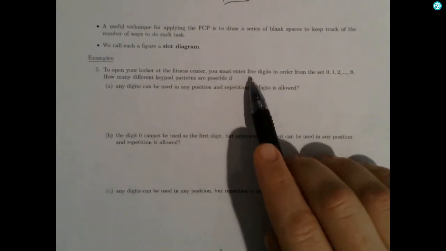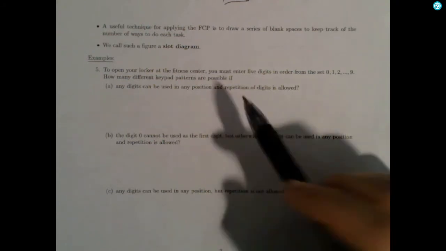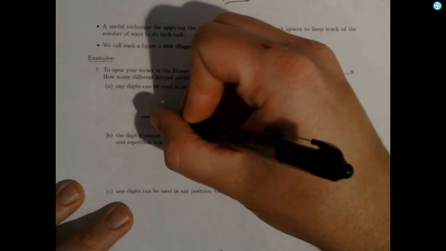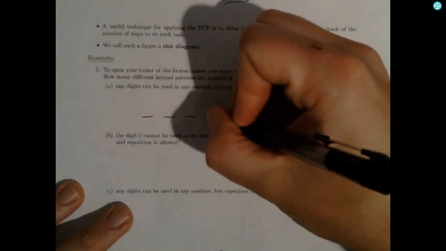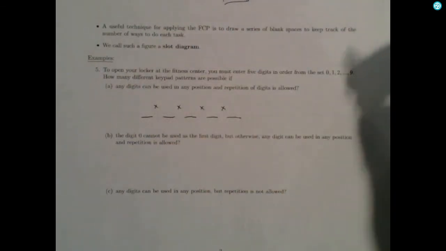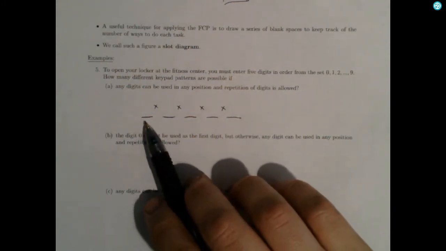Okay, let's see. So we need 5 digits. So we need to choose 5 digits. So I'm going to go ahead and write out 5 blanks. And I know that ultimately I'm going to multiply all those numbers together. I need to come back and fill these in now, though.